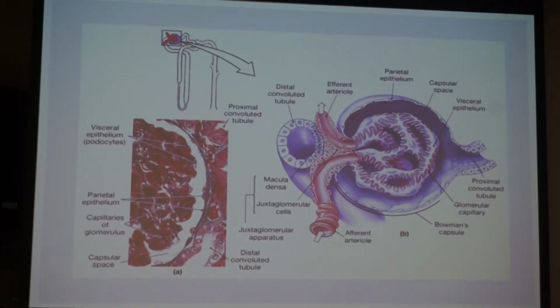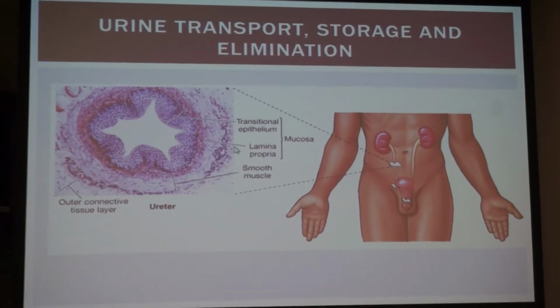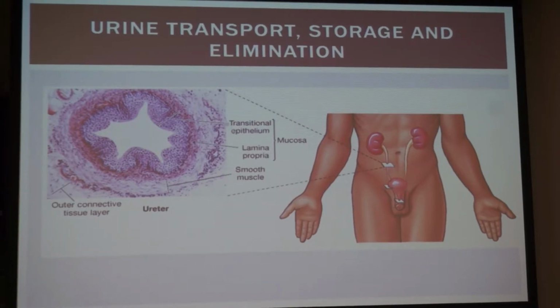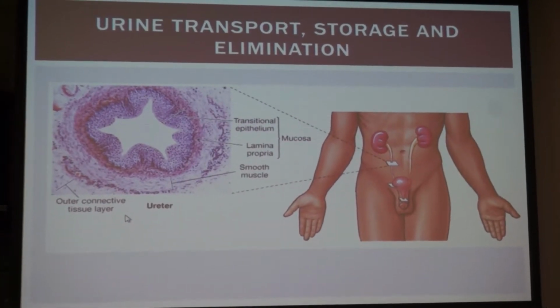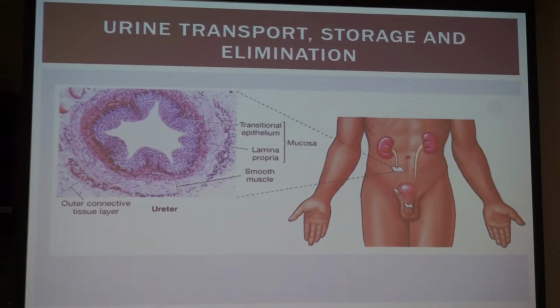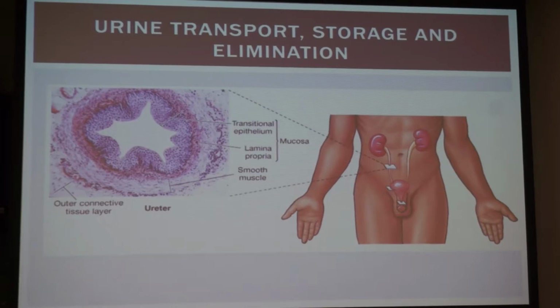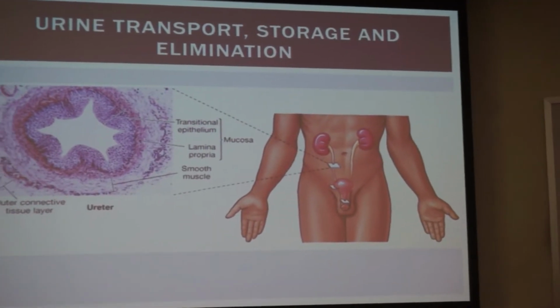Bladder. I'll go to the bladder first. So this is a section through the ureter to show you that transitional epithelium. And it also has smooth muscle. What do you think the purpose of that smooth muscle in the ureter is for? What's the muscle's job anyway? Yeah, when it contracts, it's going to push the urine down.